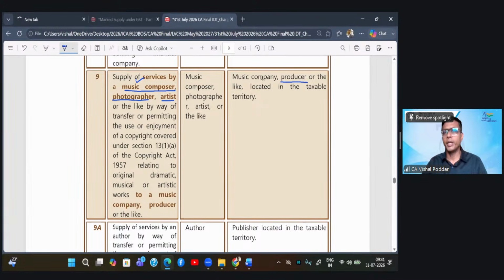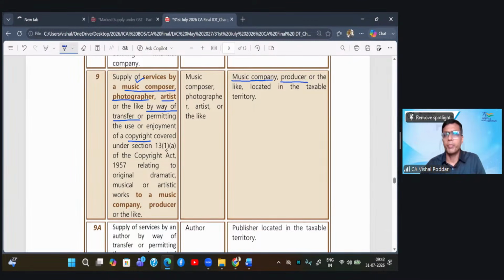Now, when they are providing services to a producer who is producing a movie or a web series, or where the music composer is providing services to the music company for whom an album or something is to be recorded, then in such cases, the services given by them to these people will be covered under RCM. Now, the important point is, what is this service? The service is by way of transferring the copyright.